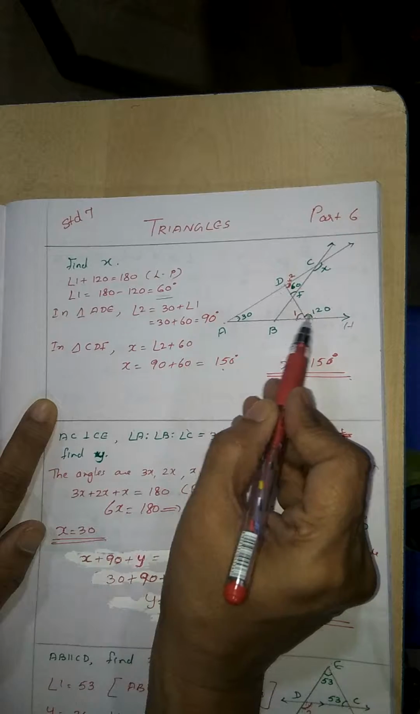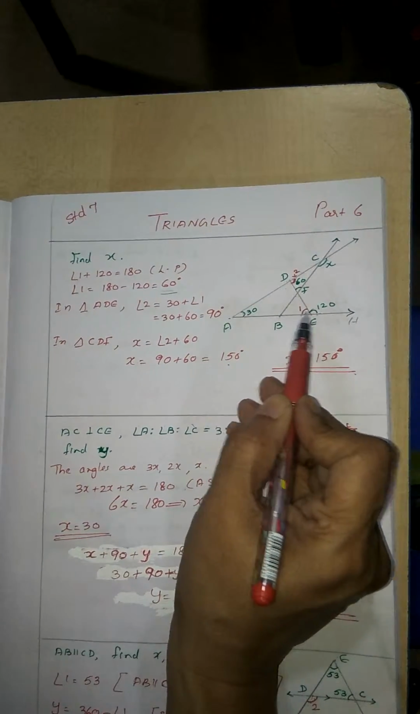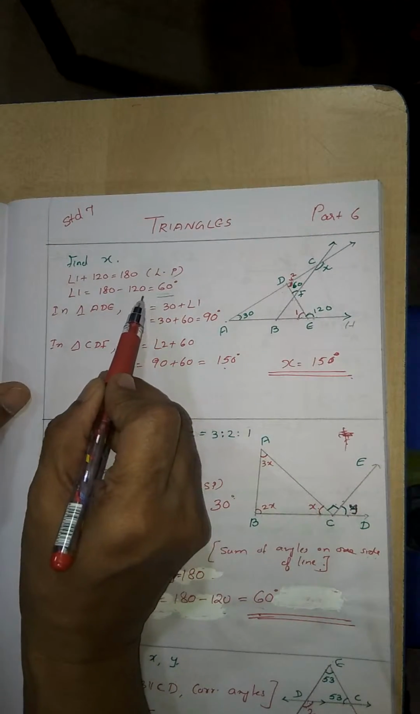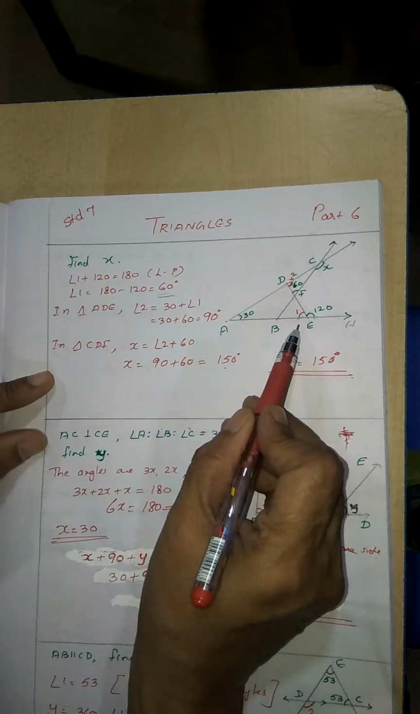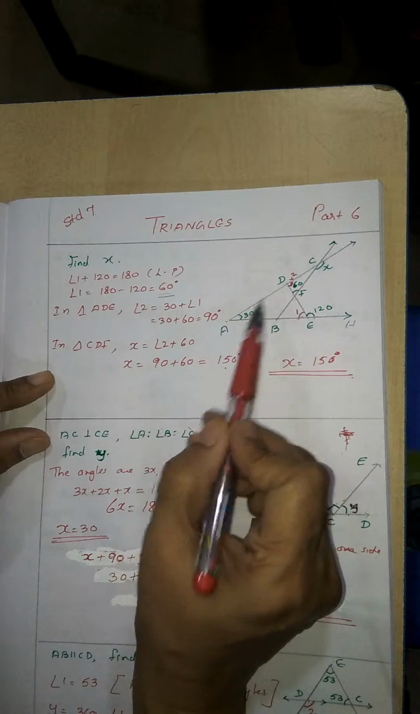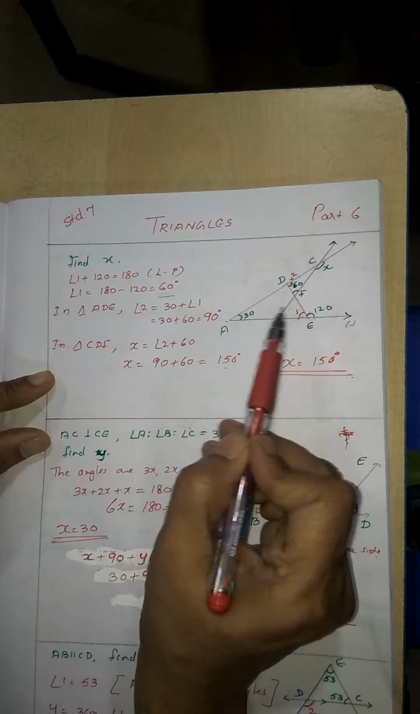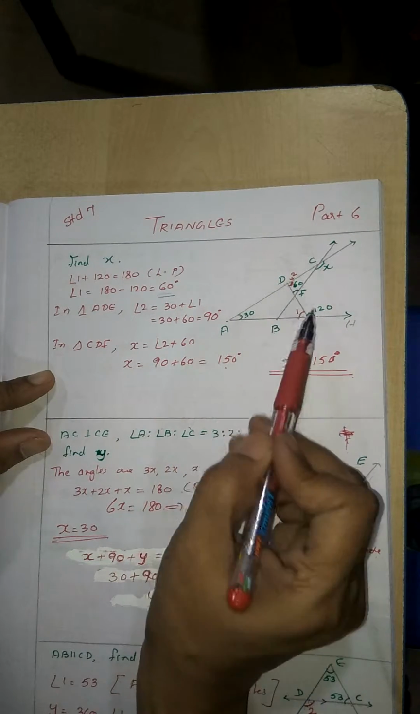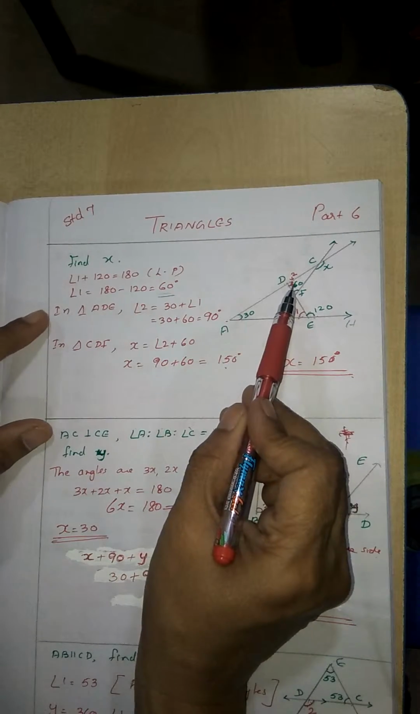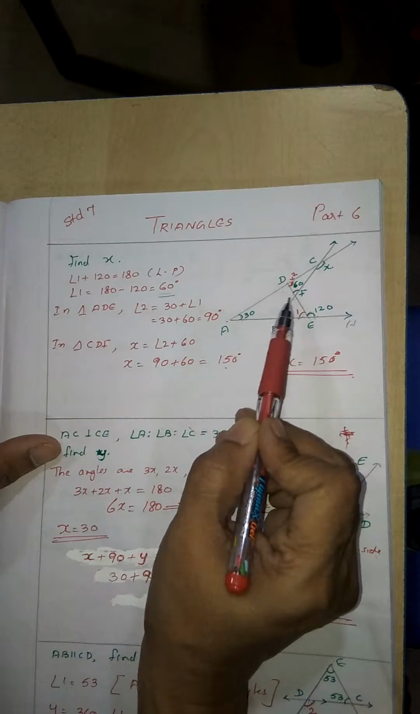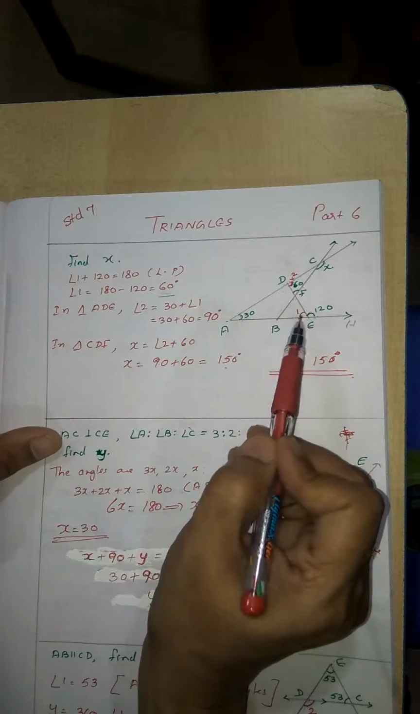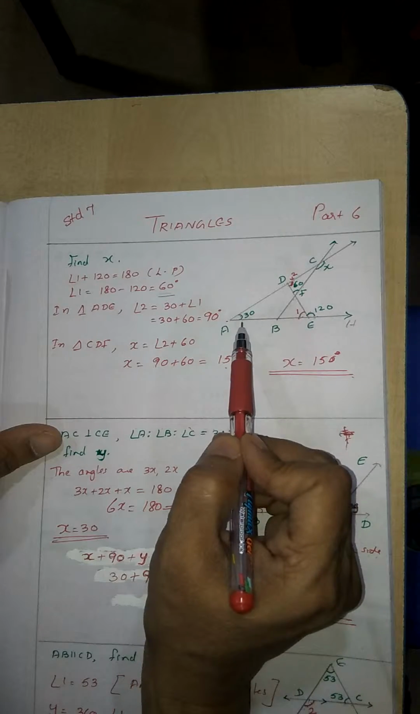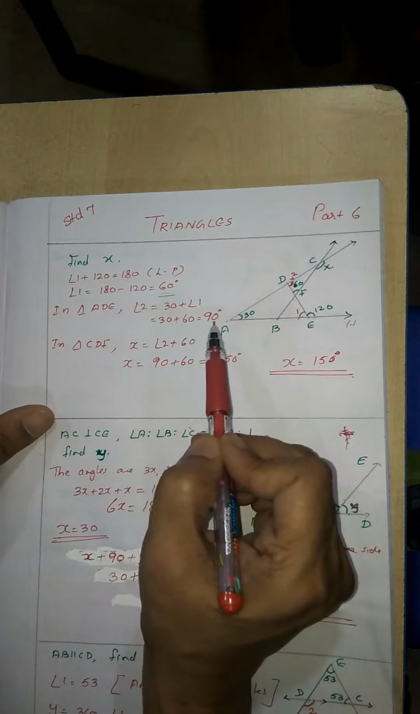So if you see, these two angles will form a linear pair. So angle 1 will be equal to 180 minus 120 is equal to 60. Now in triangle ADE, we have this angle and this angle. So we can find angle 2, which will form the exterior angle. So 1 plus 30 is equal to angle 2. We know 1 is 60, so angle 2 is equal to 60 plus 30 is equal to 90 degrees.